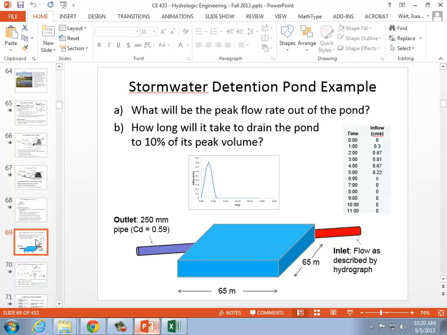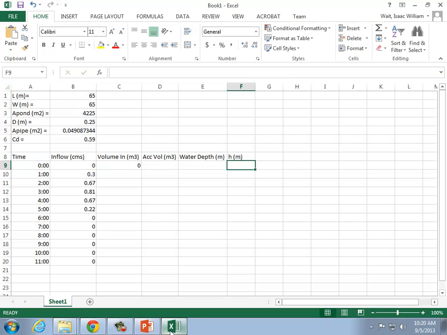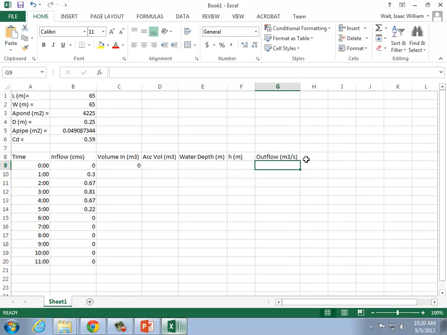So the next thing we need to have in our spreadsheet is H. All right. And then for this depth, then we can calculate the outflow. And that'll be cubic meters per second. And then we can find out the volume out.